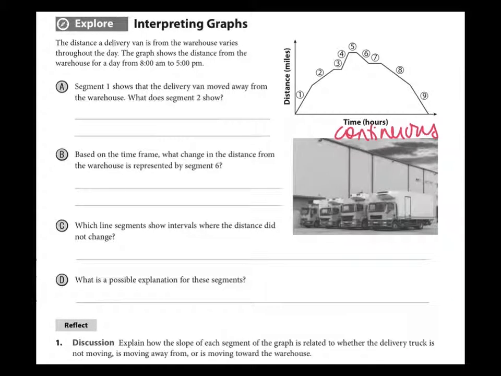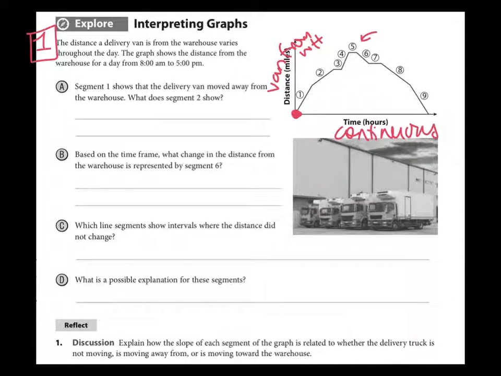So it says the distance a delivery van is from a warehouse varies throughout the day. So when this says distance, it means distance that the van is from the warehouse. So for example, this first point, the distance between the van and the warehouse is 0, which means the van is at the warehouse. The furthest it ever is from the warehouse is 5, right? Because that's when the distance between the van and the warehouse is the greatest. And this is talking about over time, 8 a.m. to 5 p.m. So part A, you can call this example 1 in your notes.